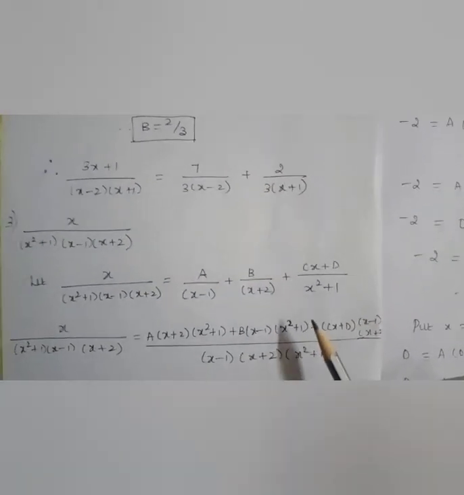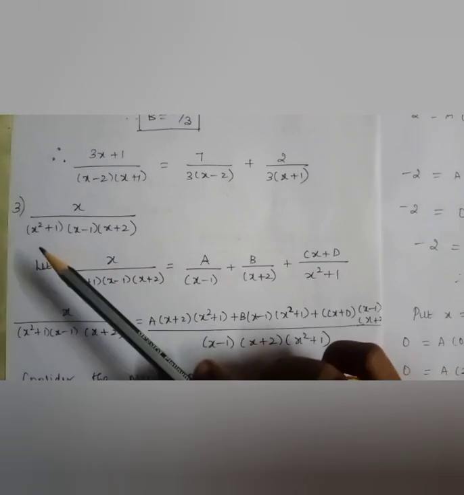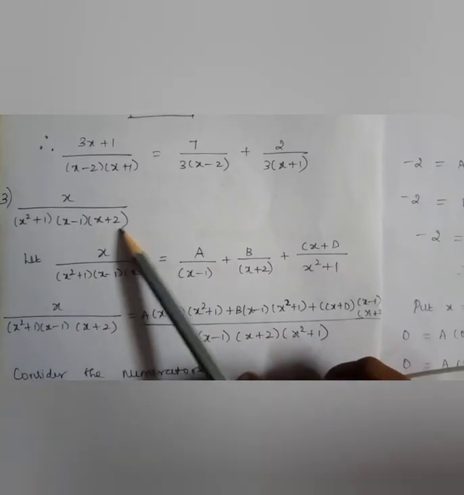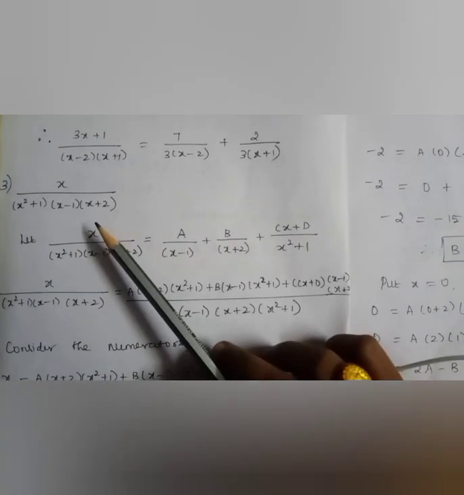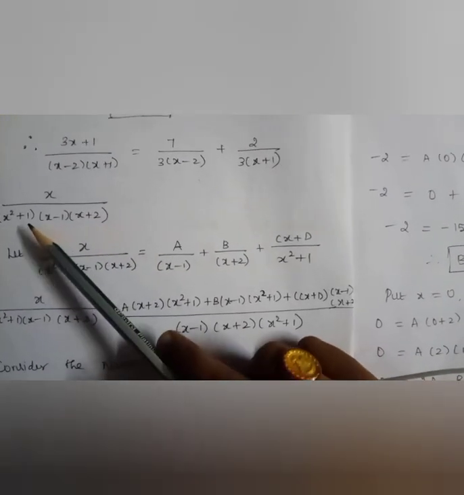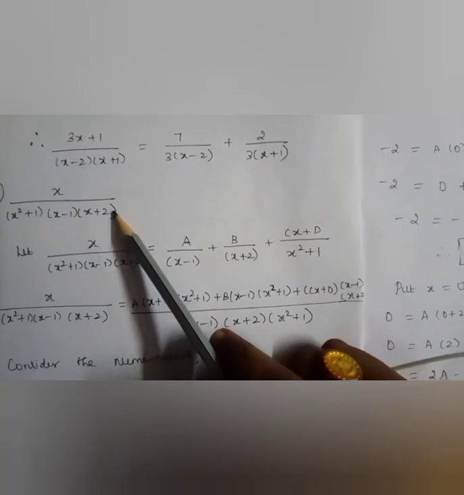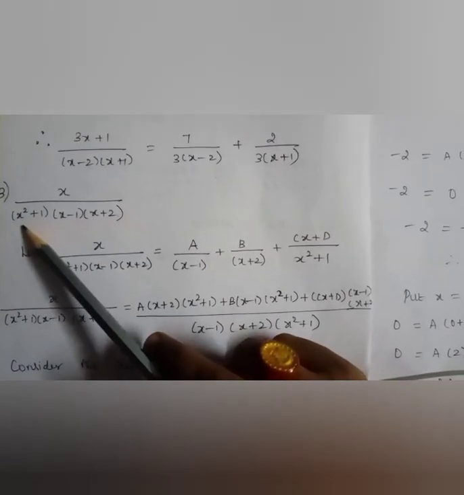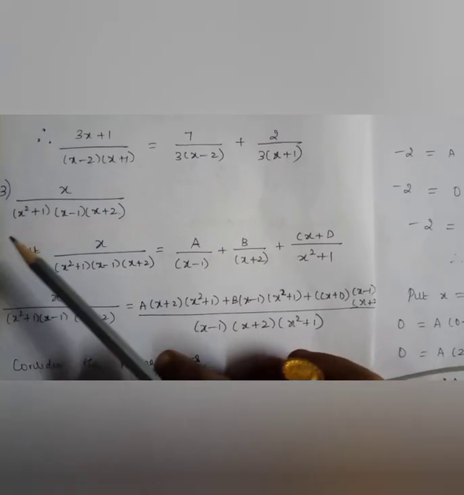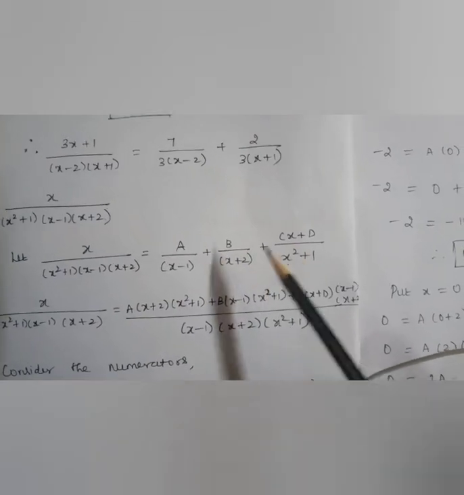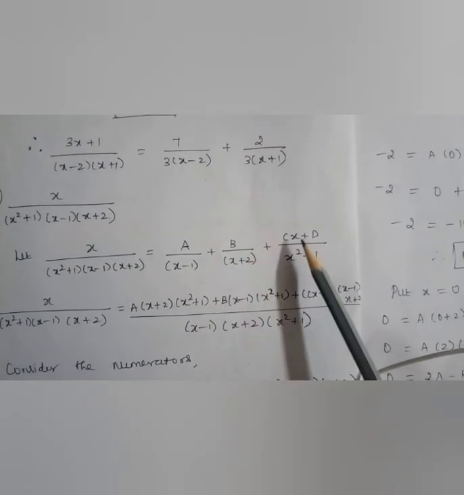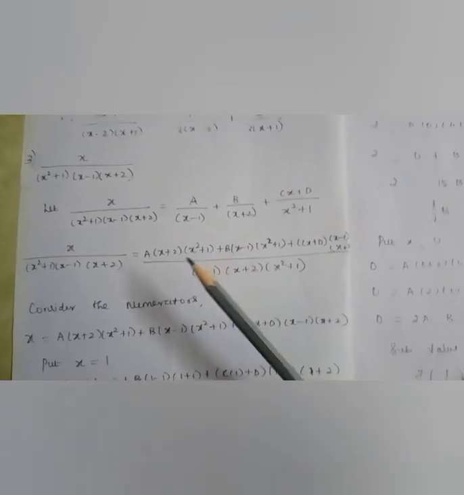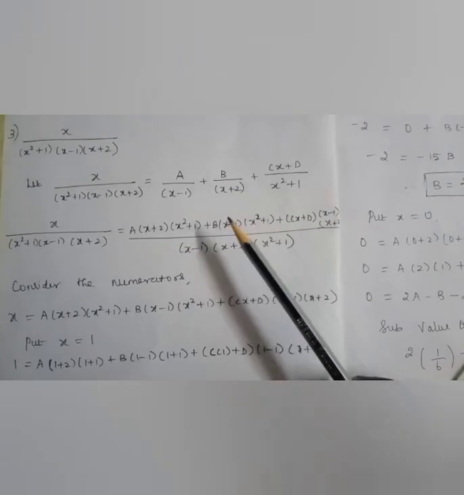Now the third sum, x divided by x square plus 1, x minus 1, x plus 2. So let the expression be equal to, see, the denominator has 4 factors: x minus 1, x plus 2, two factors, and here you have x square plus 1, which means it consists of 2 factors. So totally 4, so we have to split them as a factor of 4. So a by x minus 1, b by x plus 2 plus cx plus d divided by x square plus 1. So you have to take the LCM.